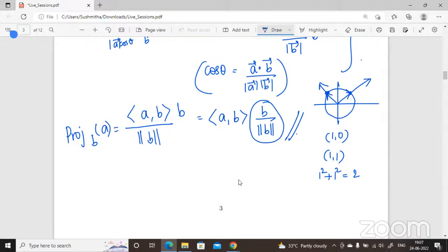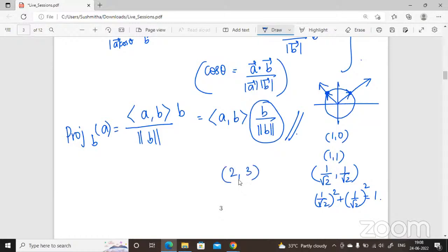But what lies on the unit circle along this direction? 1 by root 2, comma 1 by root 2. 1 by root 2 squared plus 1 by root 2 squared is 1. How did I get this 1 by root 2, 1 by root 2? So that the norm is 1. Yeah, but how did I think of this number? I would just take halves and square roots so that the sum comes out to be 1.